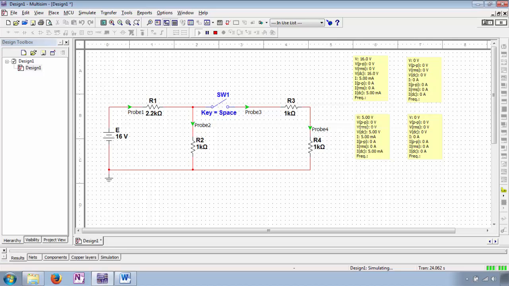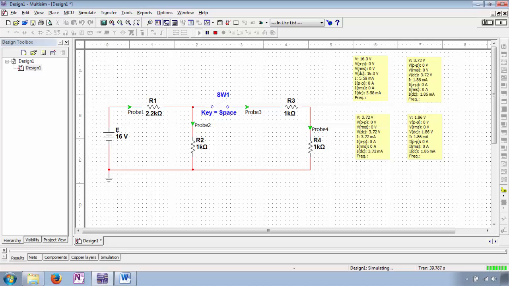This means V2 is 5 volts as expected. Additionally, this means V1 is probe 1 with reference to ground minus probe 2 with reference to ground, or 11 volts as expected. The voltage drop across the open switch 1 is the voltage of probe 2 with reference to ground minus the voltage of probe 3 with reference to ground, or 5 volts as anticipated.